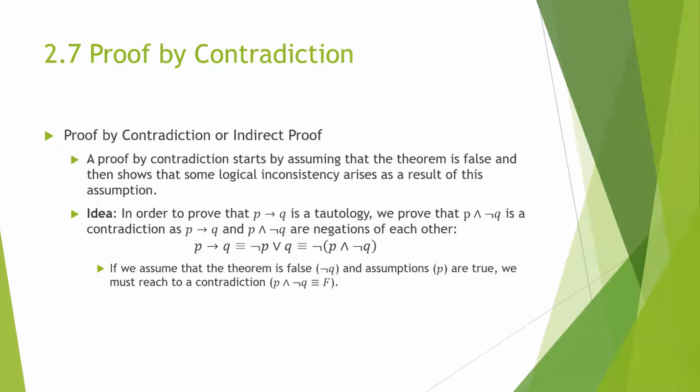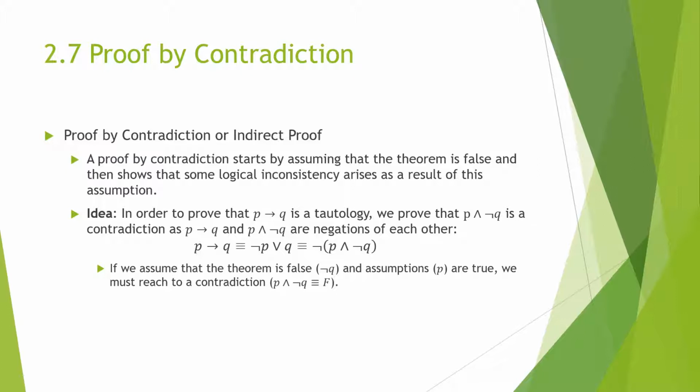A proof by contradiction or indirect proof starts by assuming that the theorem or the claim that you want to prove is false. After you assume that the theorem is false, then you need to show that some logical inconsistency arises as a result of this assumption. So you have a hypothesis and you have a conclusion. You first assume that the conclusion is false and then try to reach a contradiction, a logical inconsistency.